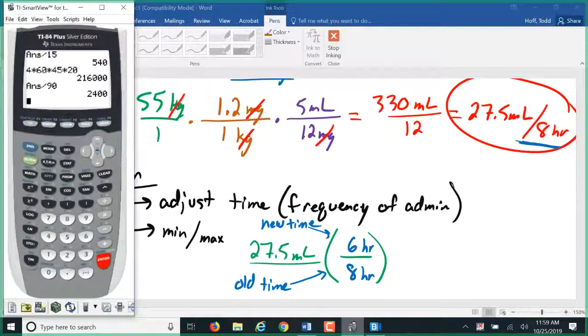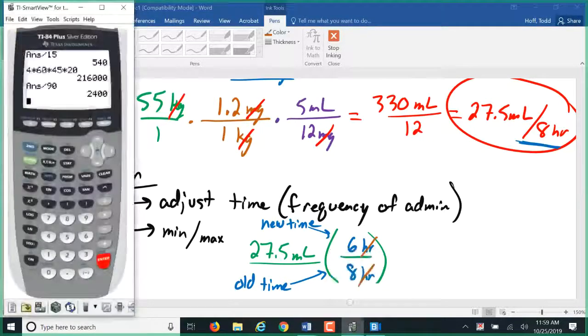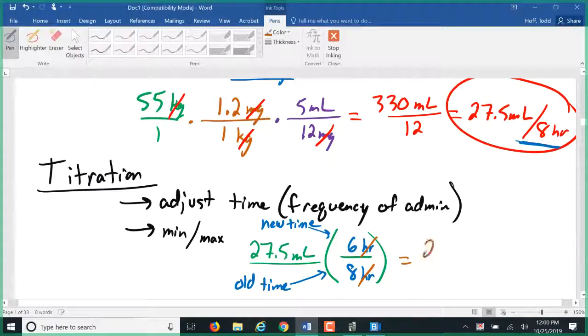So that's just multiplying it out. Of course, the hours will cancel out here. So it's just going to be 27.5 times 6 divided by 8, giving us 20.625. So 20.63 milliliters, every 6 hours.